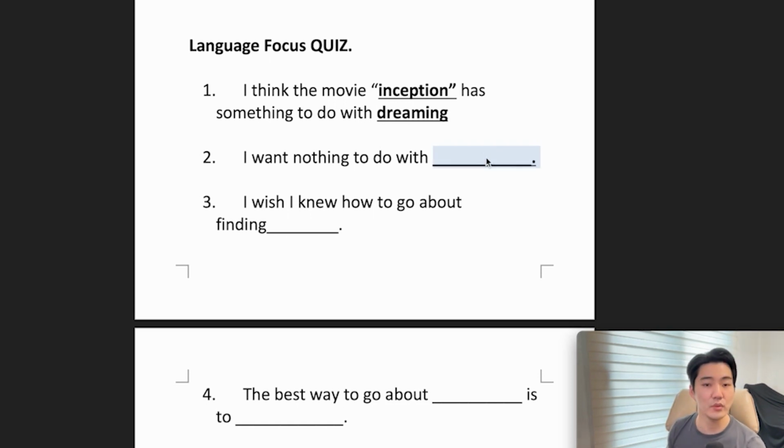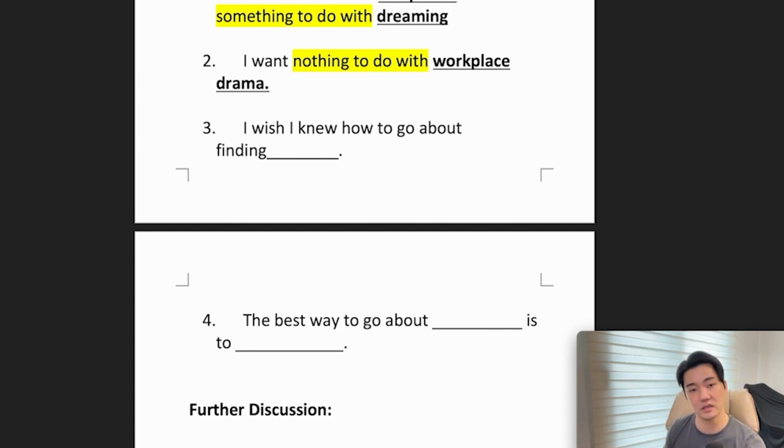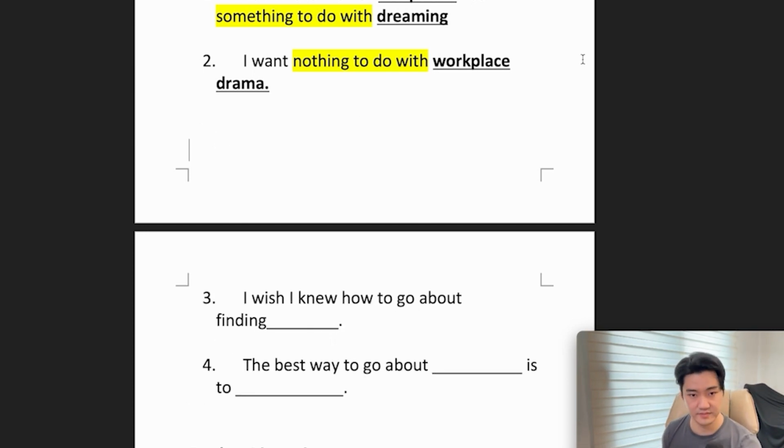Or I want nothing to do with workplace drama. So let's highlight that. Nothing to do with, something to do with workplace drama. I want nothing to do with workplace drama. 저는 직장 드라마와 아무 관련이 없습니다. I don't want to be associated. I don't want to hear about it. I don't want to be a part of it.